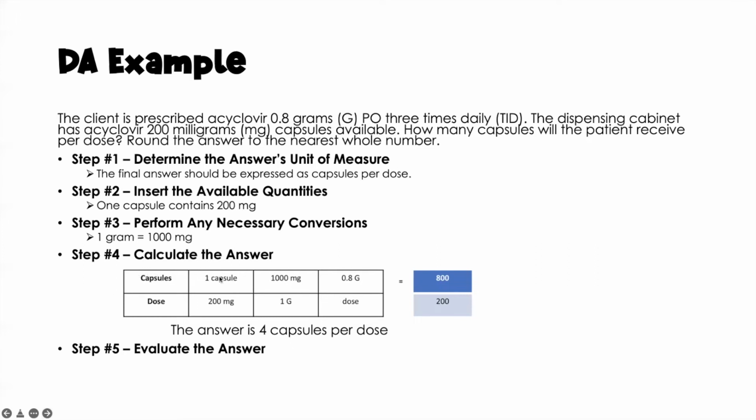And so when you take 1000 times 0.8, you get 800. And when you take 200 times 1, you get 200. That tells you that your answer is 4 capsules per dose. I evaluate that answer. My math looks correct. I canceled out all of the units that I don't need. I included my conversion. The answer is reasonable and plausible. 4 capsules is the answer.